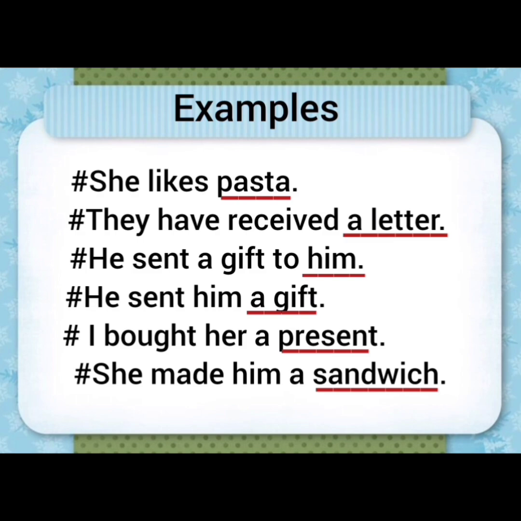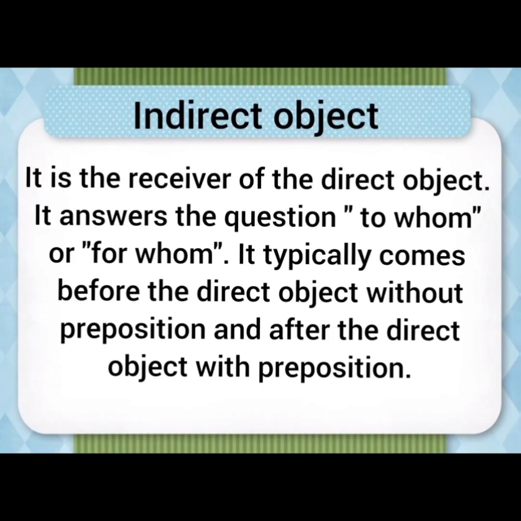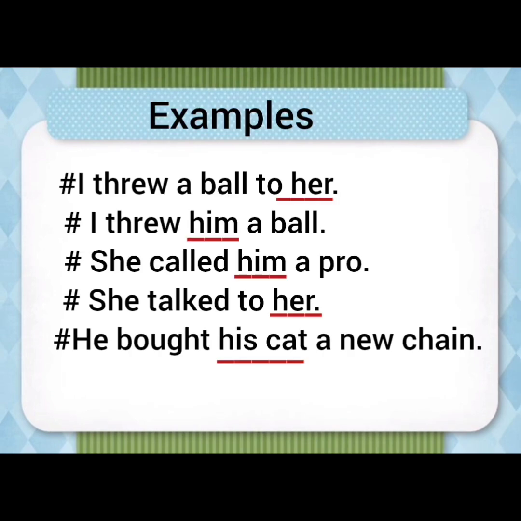The next is indirect object. It is the receiver of the direct object. It answers the question to whom or for whom. It typically comes before the direct object without a preposition and after the direct object with a preposition. I threw him a ball. Now threw is the verb here and him is the indirect object. It answers the question to whom. To whom did he throw the ball, or I throw the ball? So the receiver of the action is ball here and him is the indirect object.